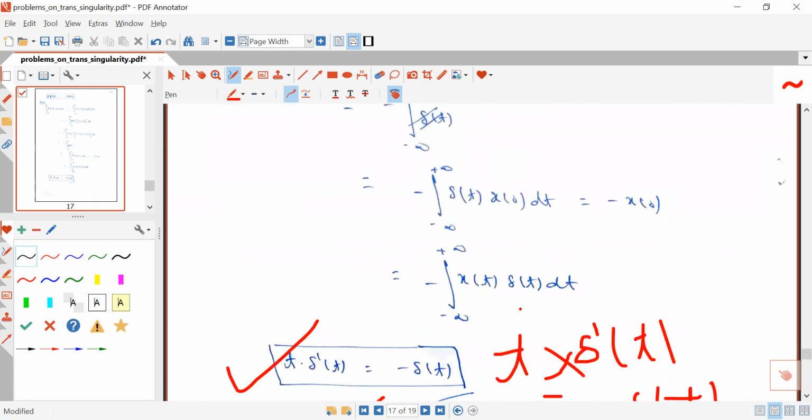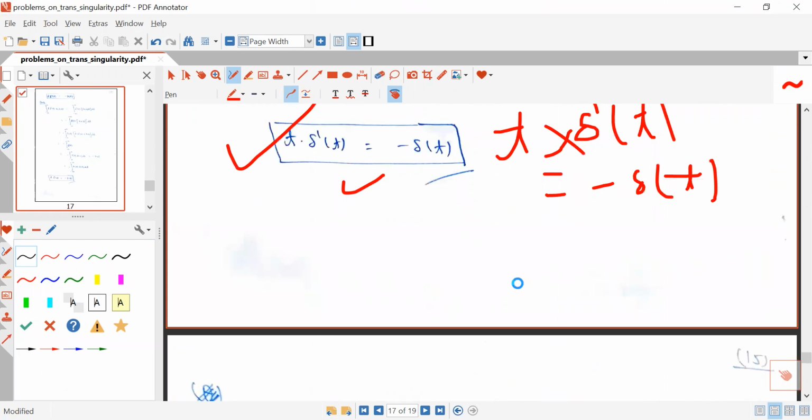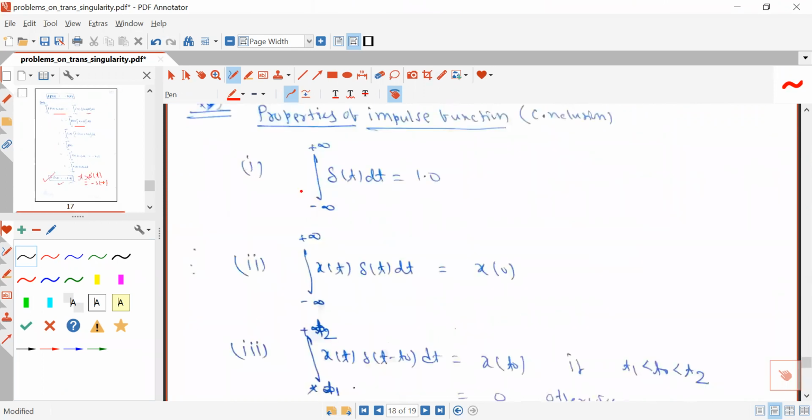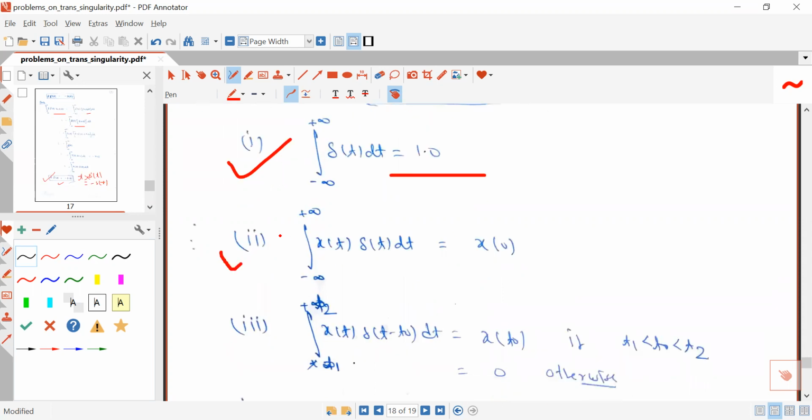In conclusion, the properties which I have discussed for the impulse signal are, first, the area under the impulse signal will be equal to 1. These are the properties of the impulse signal. This is the shifting property. Shifting property, you must remember, you are going to calculate the integral of this product from minus infinity to plus infinity. And you can easily understand the sampling property and shifting property.